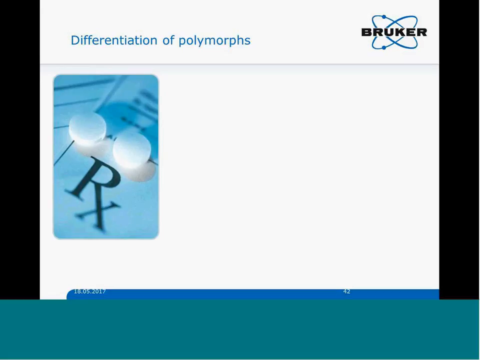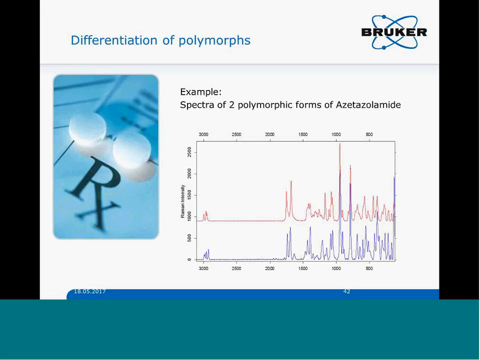An application of Raman is identifying different polymorphs. Different polymorphs, or different forms, give different Raman spectra.